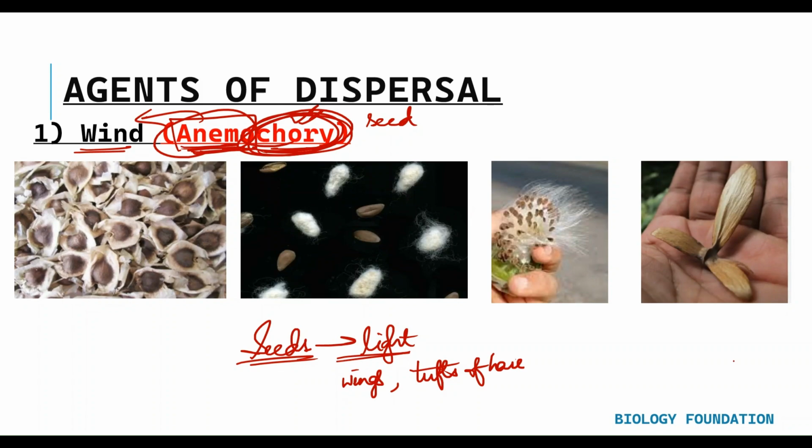As you can see here, these are drumstick seeds. Can you see wing like structures surrounding the seed? These wing like structures help in easy dispersal of the seeds in the wind.